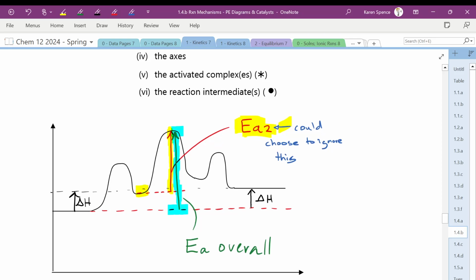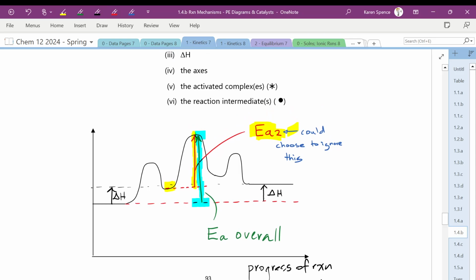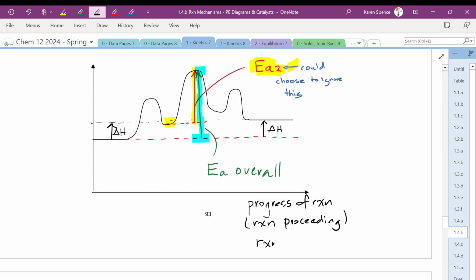And the axes, what should we label the x-axis? Progressive reaction or reaction proceeding. And what about the y-axis? Yes? Can you say reaction progression? Reaction progression, love it. Yes, as long as it makes that sort of sense. Reaction progression, that sounds good. All right, any of those are fine. What do we label the y-axis? Potential energy, and what's the unit? Kilojoules per mole. Okay?